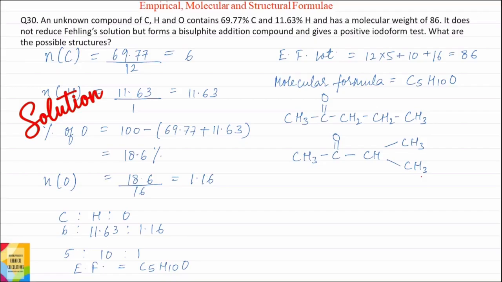First of all, we find the moles of carbon and moles of hydrogen, which we can find out by dividing the percentage composition by its atomic weight. So moles of carbon is the percentage of carbon divided by its atomic weight, which is equal to 6. Moles of hydrogen is the percentage of hydrogen divided by its atomic weight, which is equal to 11.63 divided by 1, and this is equal to 11.63.